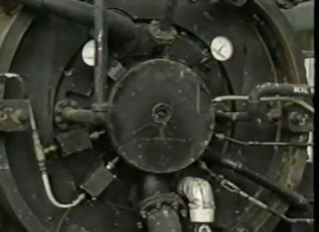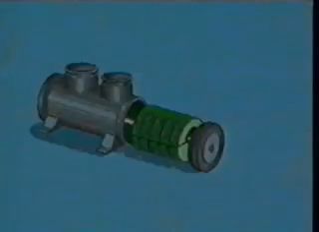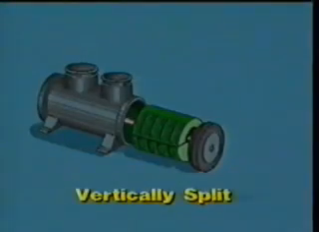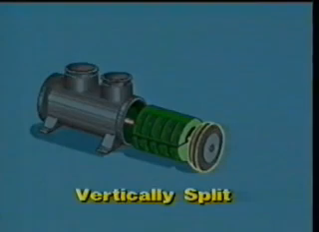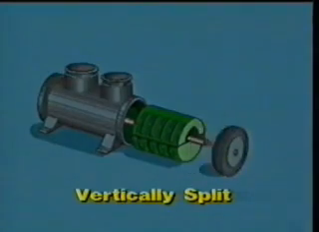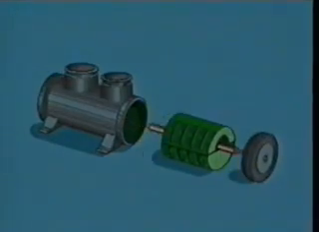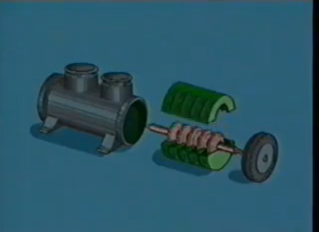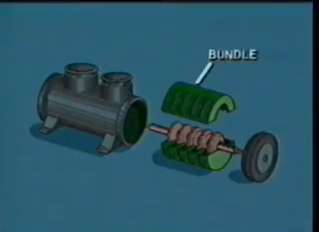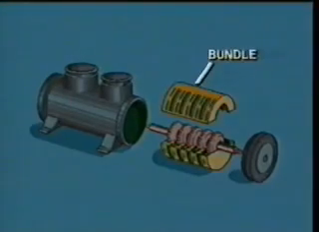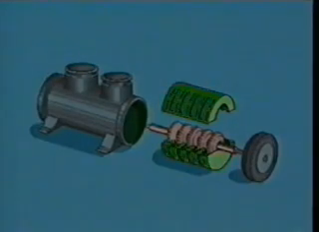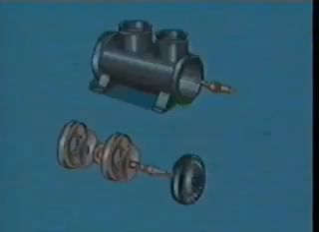There are several vertically split configurations. One type consists of a cylinder with a removable end plate. When the end plate is removed, the shaft, impellers, and diffusers can slide out much like you'd take the batteries out of a flashlight. These working parts are often called the bundle. The bundle is horizontally split to allow installation or removal of the rotor as a unit.